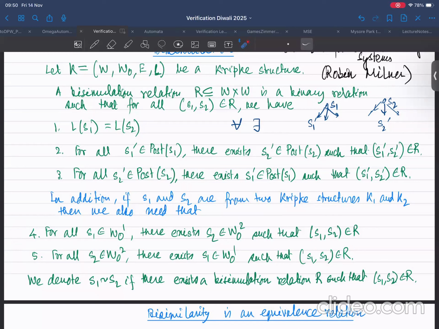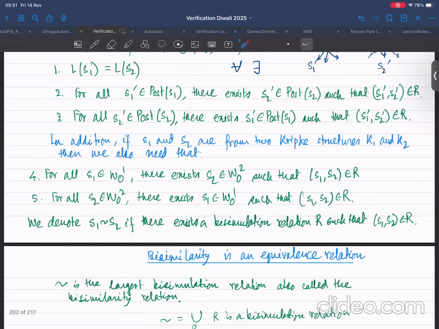In essence, these are not very different. Whether you talk about two states of the same Kripke structure or two states of two different Kripke structures being bisimilar, in essence it's the same thing. So we say that S1 is bisimilar to S2, written S1 tilde S2, if there exists a bisimulation relation R such that (S1, S2) belongs to R. Is it clear?